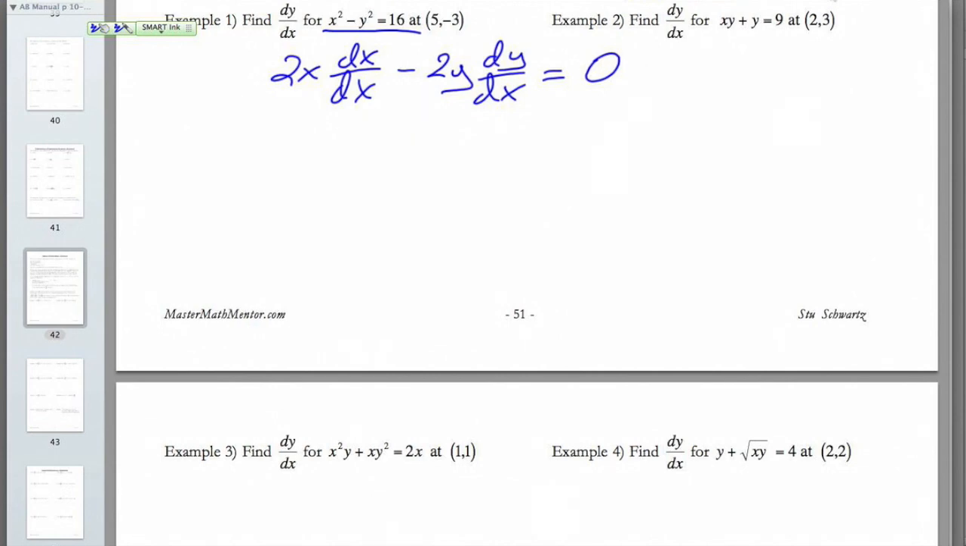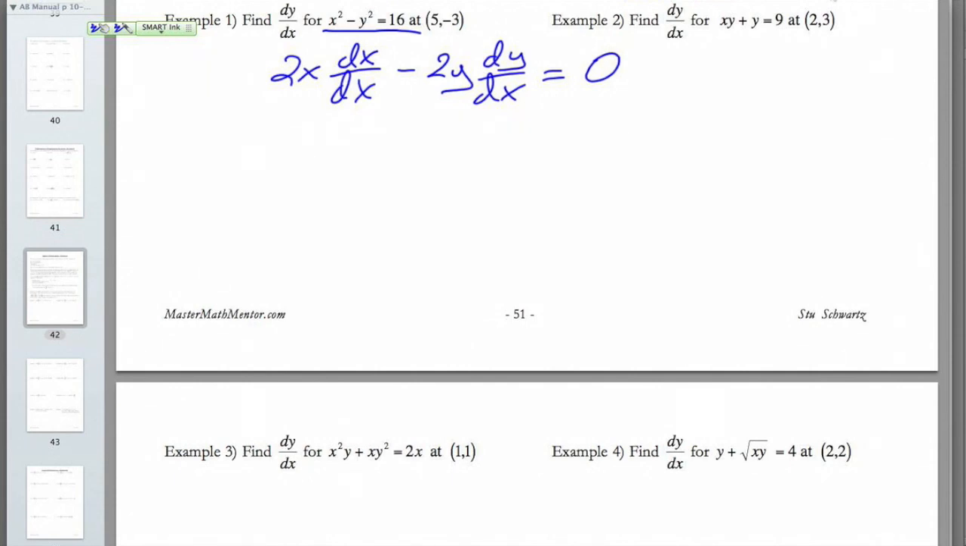That is implicit differentiation. All implicit differentiation is: when I take the derivative of y, I have to put dy over dx behind it. When I take the derivative of x, I have to put dx over dx behind it. Anytime I take the derivative of something with y, put dy over dx. Anytime I take the derivative of x, put dx over dx. That is implicit differentiation, just keeping track of what variable you're taking the derivative of. Why did 16 change to 0? Because the derivative of a constant is 0.